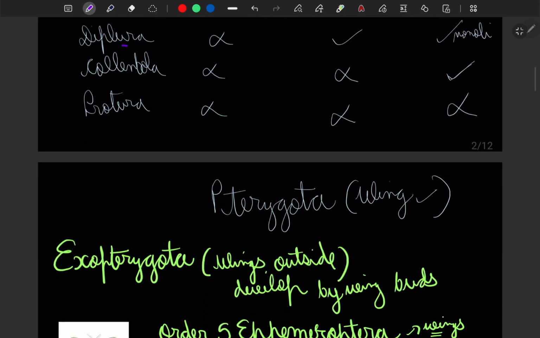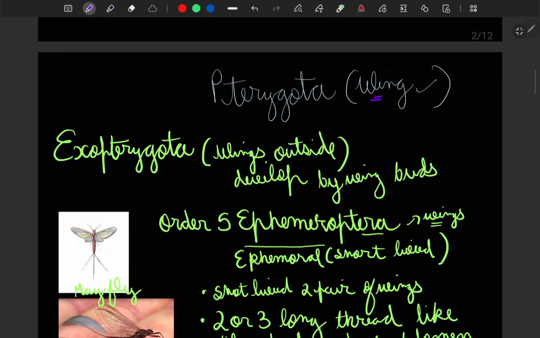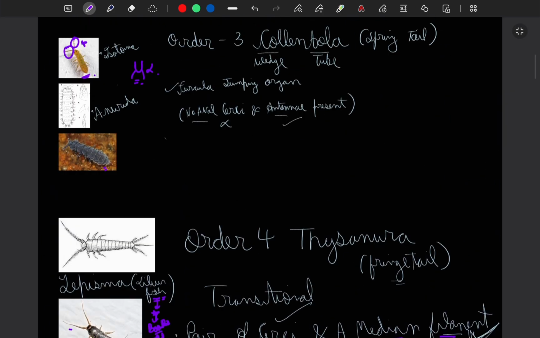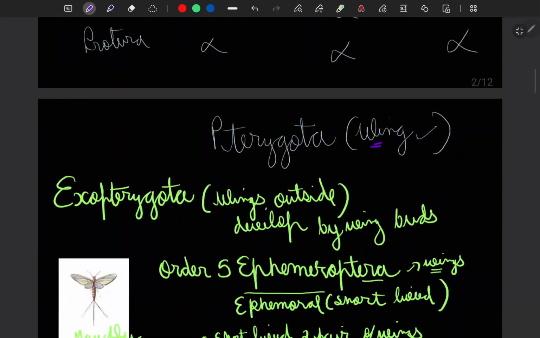Now if we further move towards the subclass Pterygota, which are winged insects, first of all we will see the order Exopterygota, which is a subdivision, as I have earlier told you, a subdivision of Neoptera.